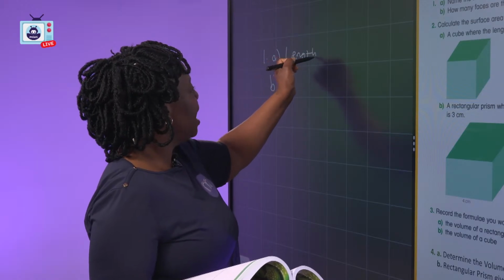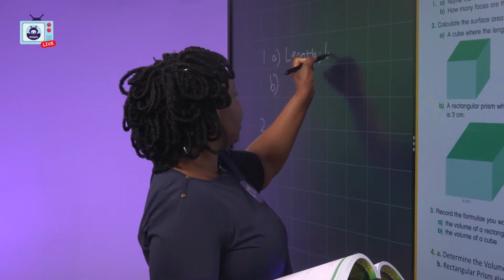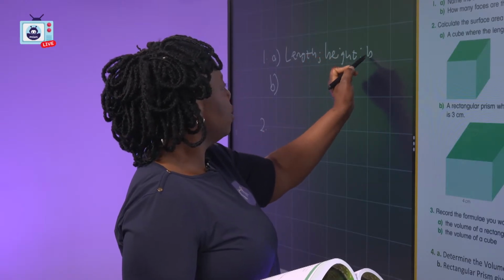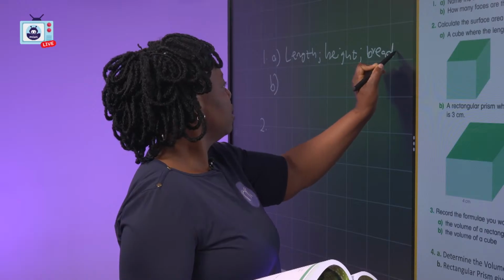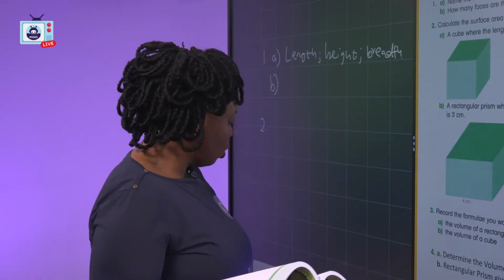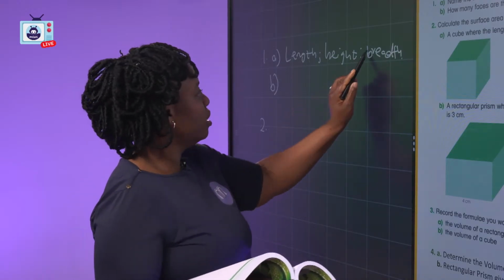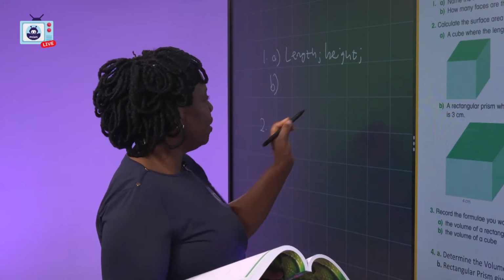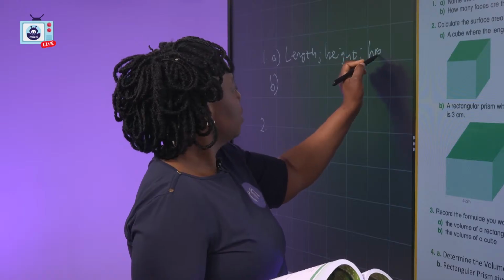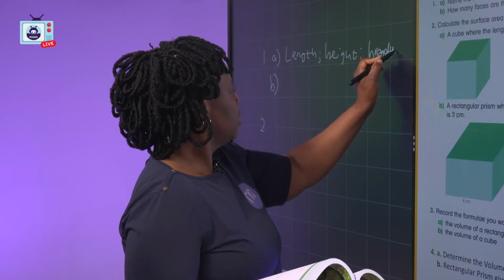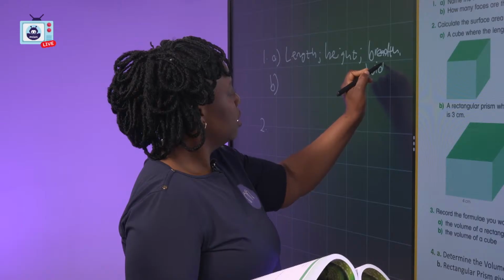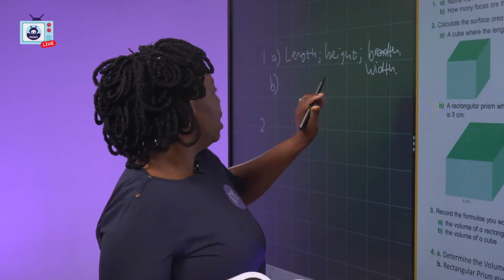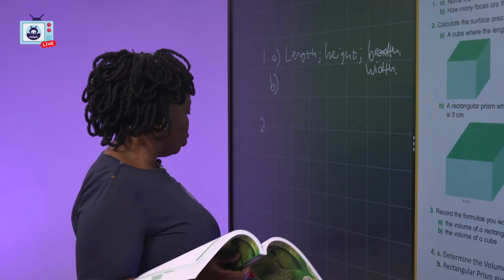We have length, we have height, and we have breadth, right? Which we can also call the width. Remember, this one is a breadth, or it is a width. Right, so any of that can be what you have to do to respond to that question.